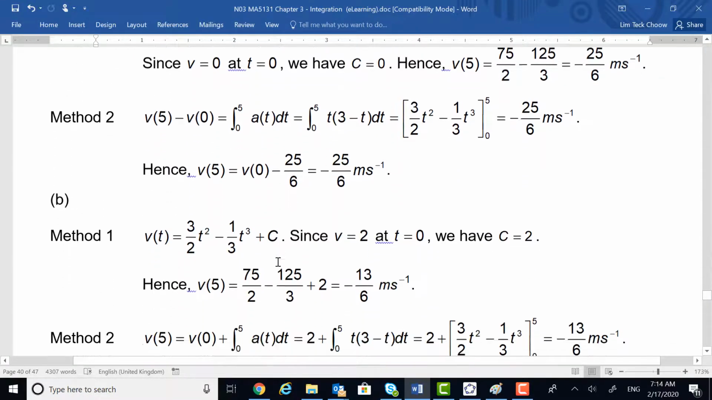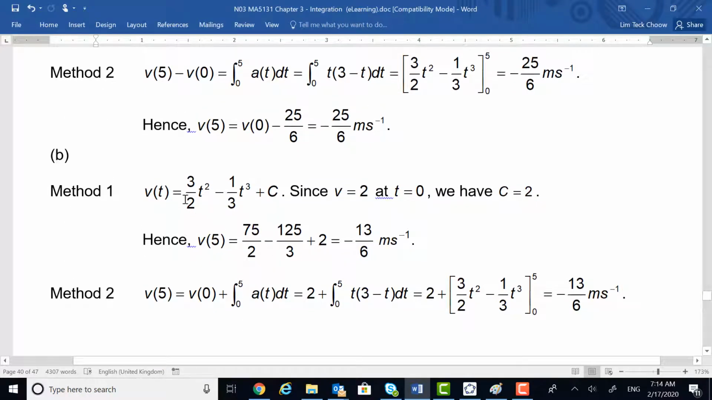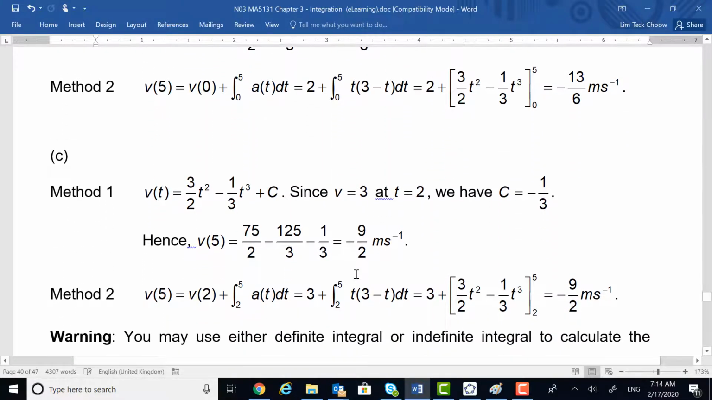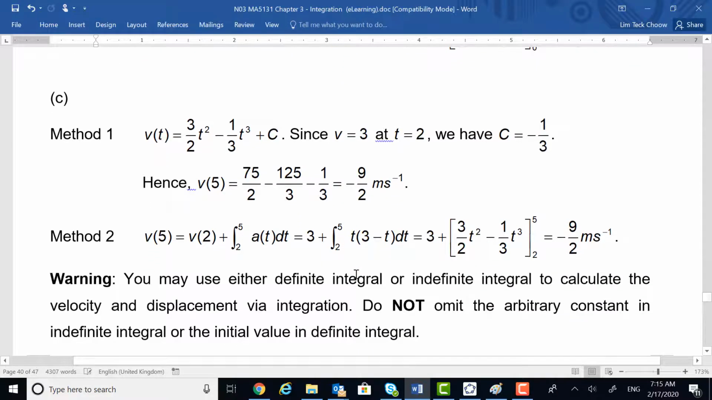Likewise, in part B, the same thing goes. You can actually do the integration first, then find the c, then with the value of c, you can find the velocity. Or you can just use the first theorem by integrating the acceleration, and then you can find the velocity at t equals 5. And then part C, the same thing goes. Find c separately, and then find v5 by putting t as 5. Or you can do it this way. There's a cautionary note here for you to read.